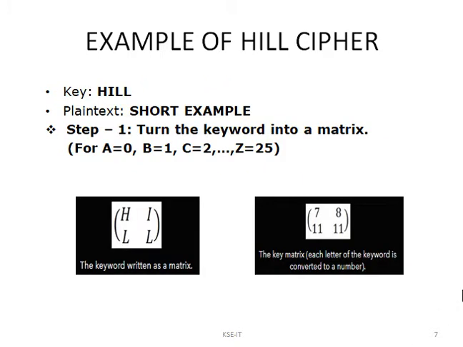Let us see one more example using Hill cipher. Here the key is given as Hill, H-I-L-L, and the plain text is given as short example. In this example, you have to convert this key Hill into the encryption matrix like this, a 2 cross 2 matrix. Write down H-I-L-L, and then write down the equivalent numeric values for H-I-L-L, that is 7, 8, 11, 11.